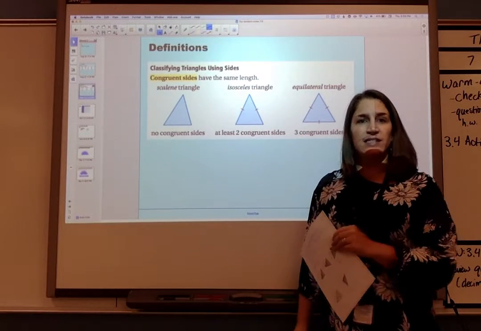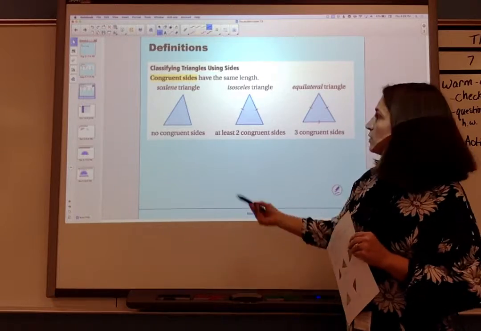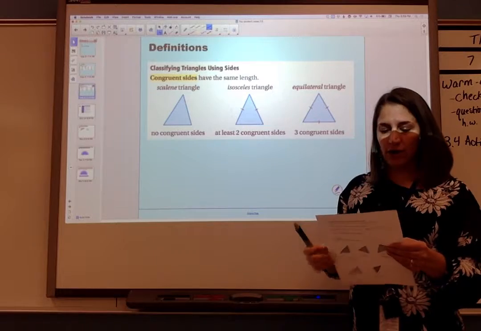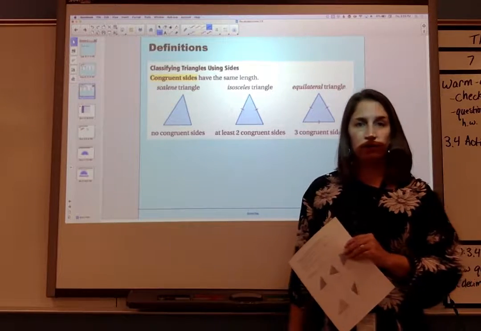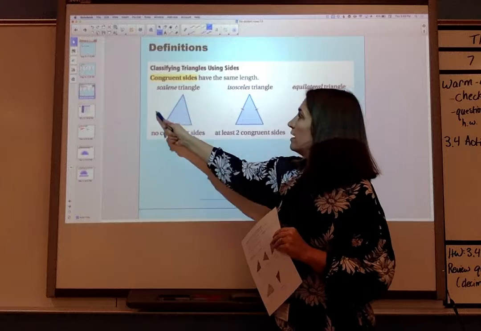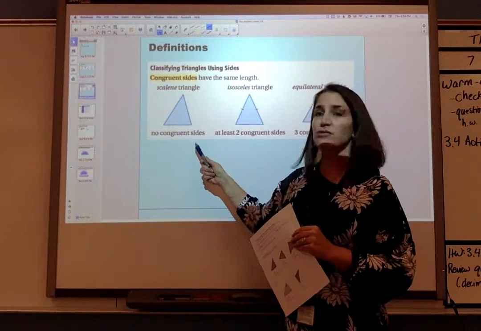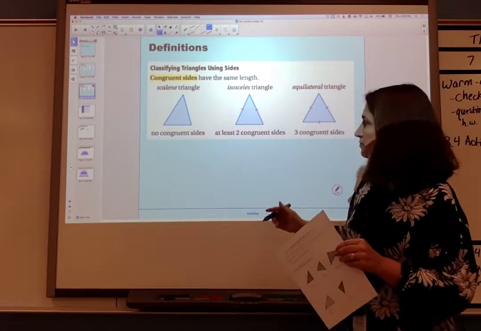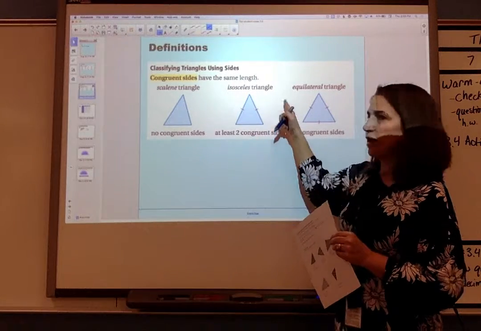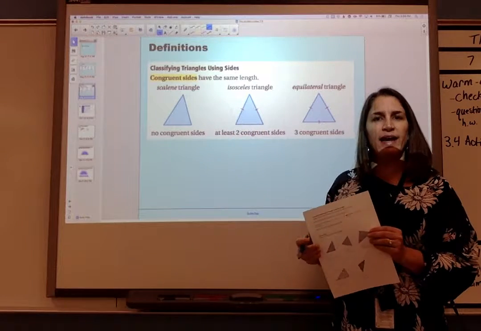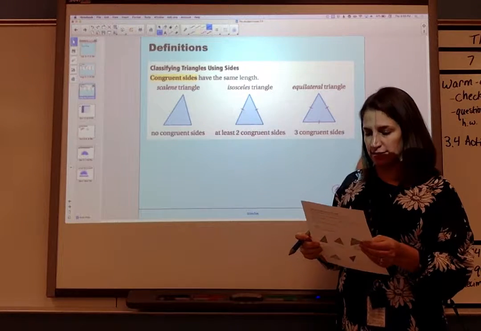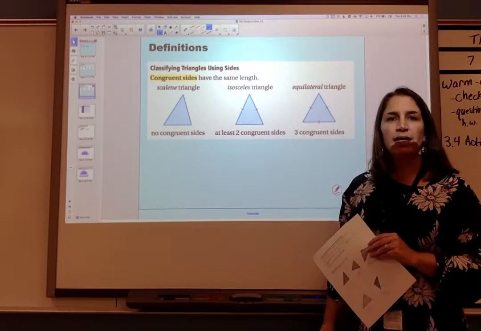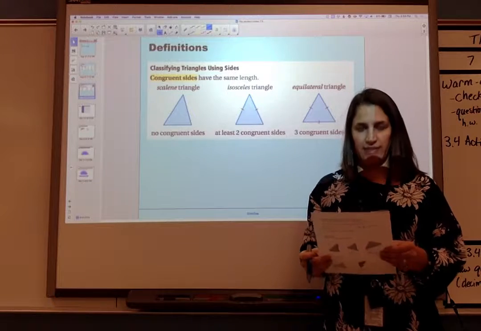Now, we can also classify triangles using their sides. So it's important to note, first of all, that congruent sides are sides that have the same length. So a scalene triangle has no congruent sides. None of those sides are the same. An isosceles triangle is a triangle that has two congruent sides. And an equilateral triangle is a triangle with three congruent sides.